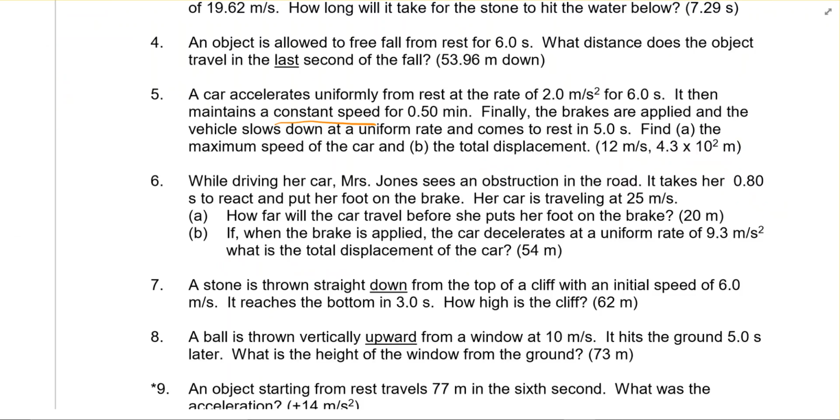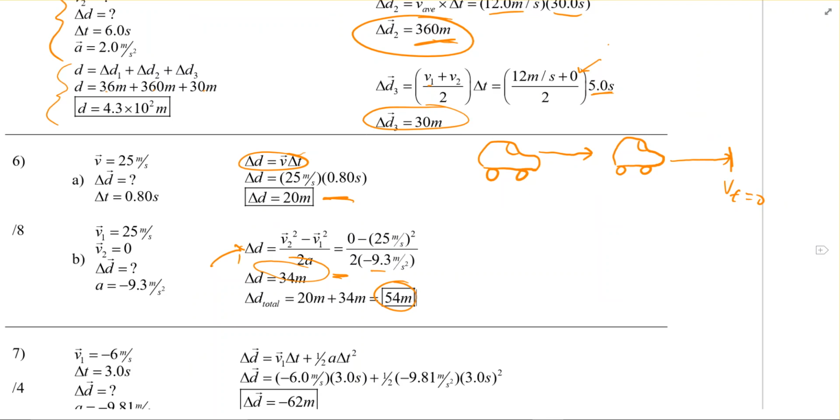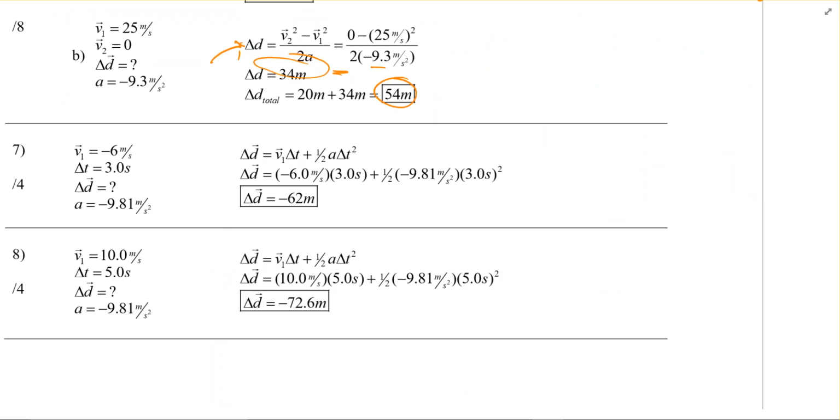Number 7 says a stone is thrown straight down from the top of a cliff with an initial speed of 6 meters per second. It reaches the bottom in 3 seconds. How high is the cliff? So we look at 7 here. We can see, okay, thrown down, so it's going to be negative 6.